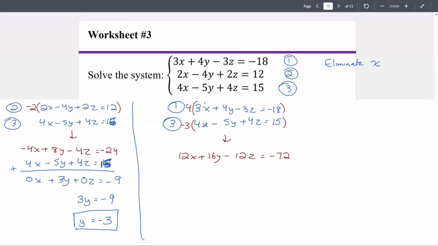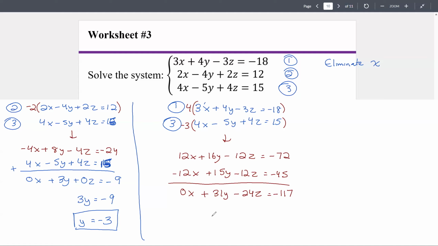The negative 3 times 4 is going to be negative 12x, and then negative 3 times negative 5 is going to be plus 15y, negative 3 times 4, negative 12z, and that is going to be negative 3 times 15, negative 45. So don't let this fool you. That's a negative 12z and a negative 12z. The x's we lose. The y's, we get 16y plus 15y, so that's 31y. And then here, that's negative 12z, negative 12z, so that's going to be negative 24z. And then minus 72 minus 45 is minus 117.